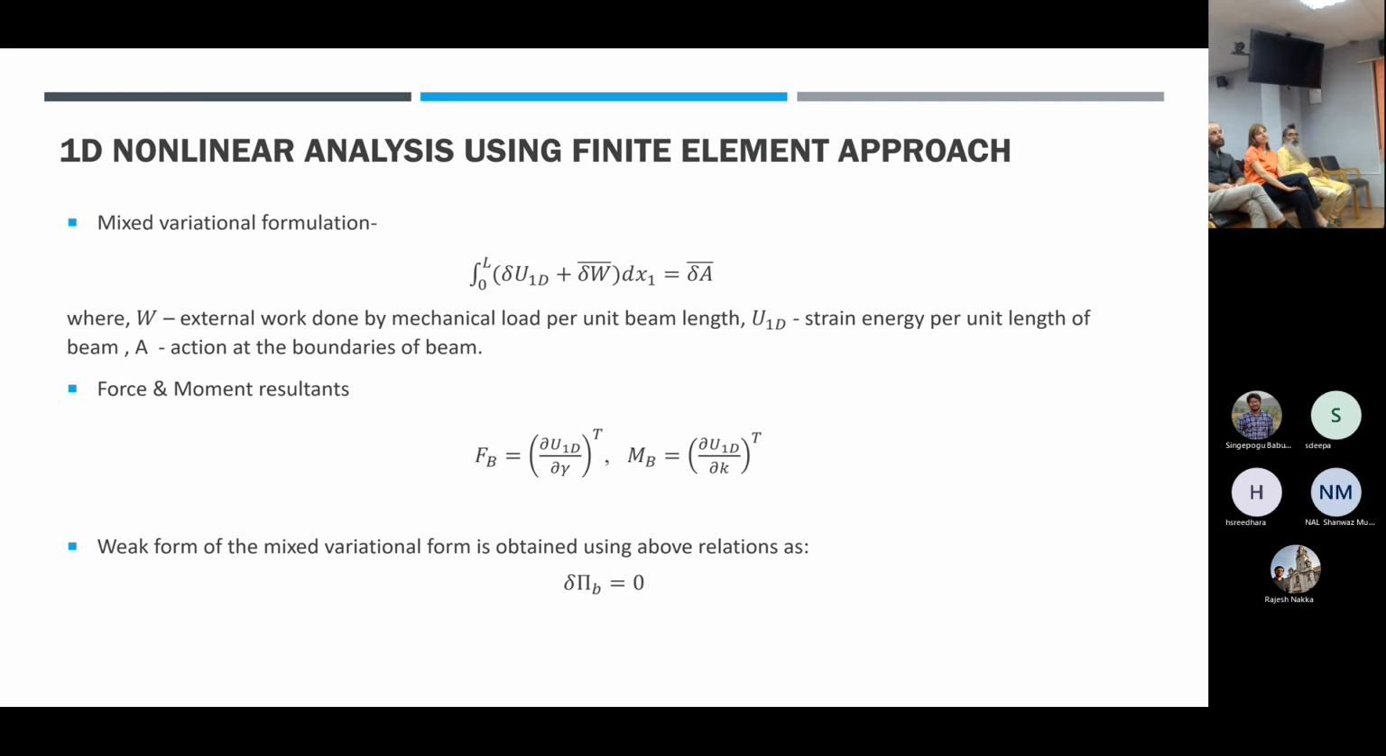Now moving on to the 1D analysis part, we have the 1D nonlinear analysis using the finite element approach. Here we use the mixed variational formulation, where we have the strain energy per unit length of the beam, the virtual work, as well as the action at the boundaries. Using this, we can get the force and moment relations as follows.